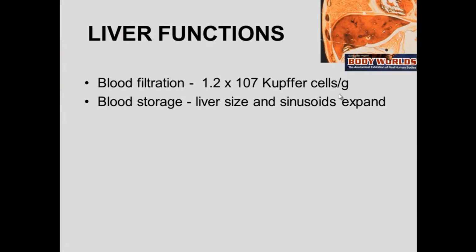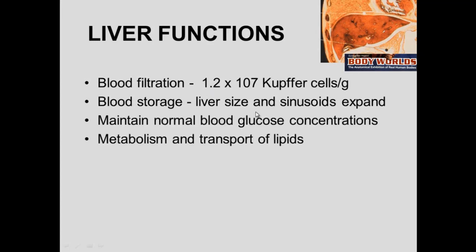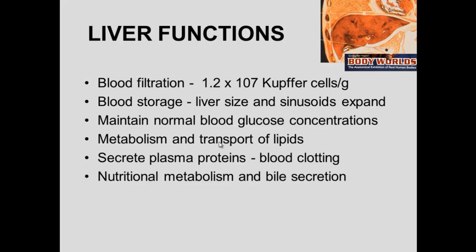One of the most important glands, of course, is the liver. It filters blood. It has a lot of Kupffer cells, which are macrophage-type cells. They're of monocyte origin, and they filter the blood. There's also stored blood in the sinuses. It maintains normal glucose concentrations by regulating uptake of glucose, or the breakdown of glycogen, to help maintain homeostasis, and metabolism and transport of lipids.